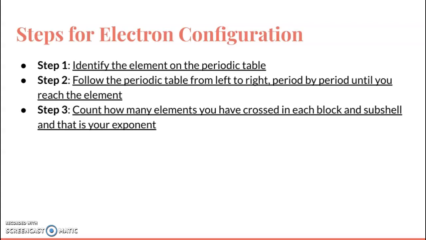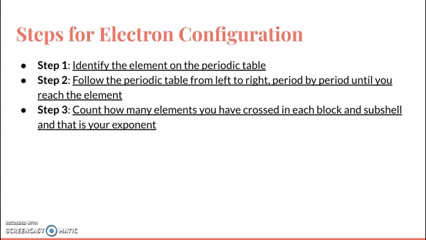And I have 3 steps in order to do that. Step 1 is I need to identify the element on my periodic table. That's wicked simple. You guys should know how to do that by now. My next step is I'm going to follow my periodic table from left to right across my periods until I reach that element.